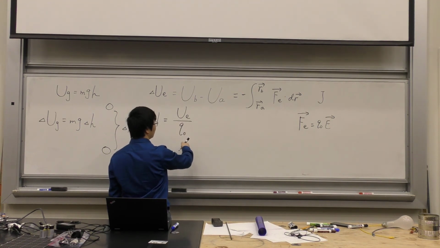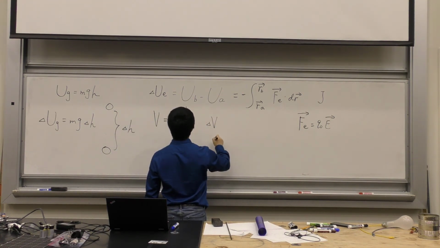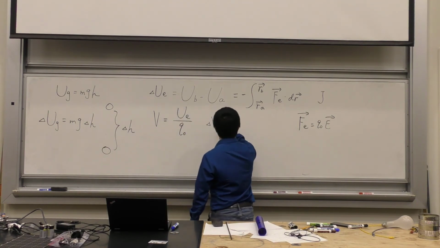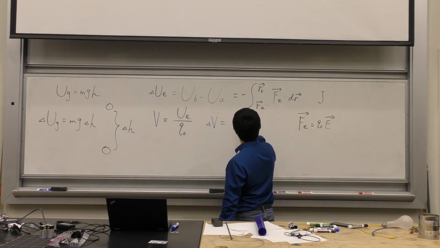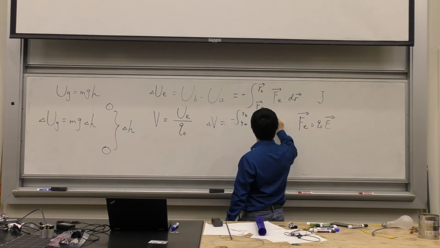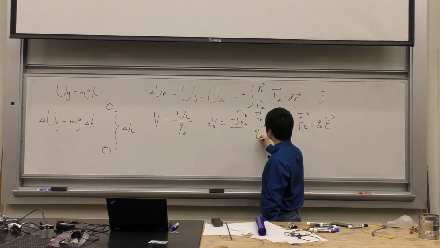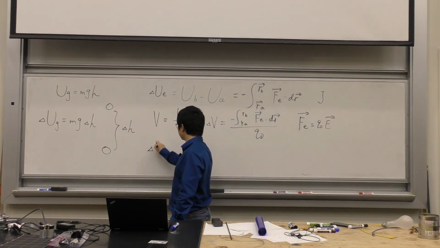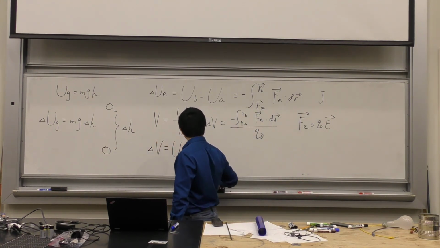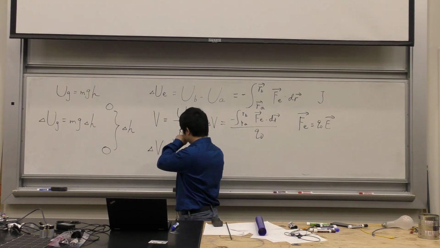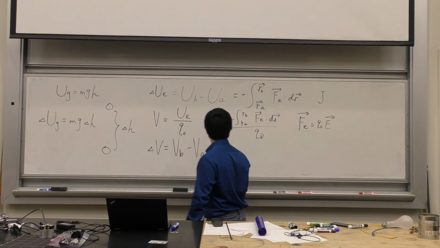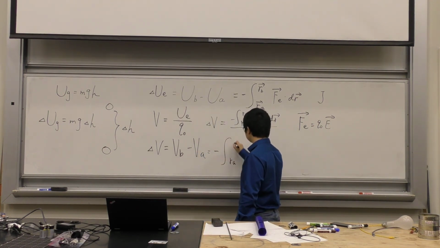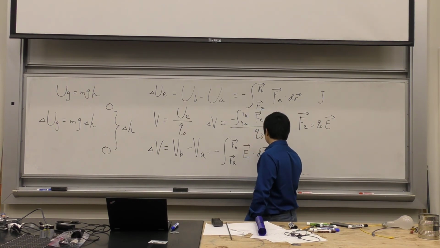If you divide this by Q naught, what do you get? You will get the potential difference between 2 points. It's just going to be this over Q naught, right? And Fe divided by Q naught, that's just going to give you the electric field, right? So the potential defined this way is, again, only the difference is meaningful. It's going to be the integral of the electric field along a path between A and B.